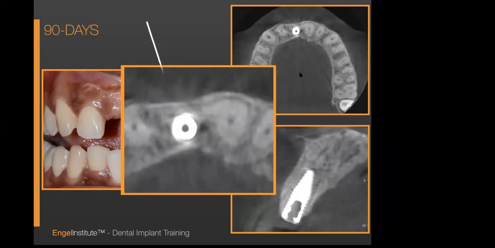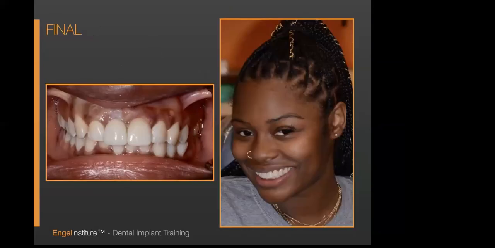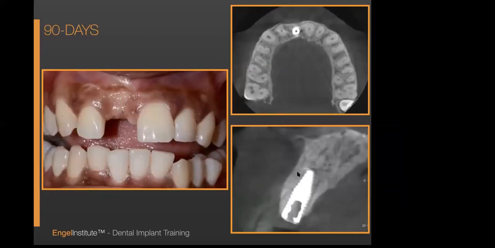And then if you look here, you could see that there's a white line right here. From here to here, this is all new bone. So there's a little faint white line right there and right there. So you can almost see a block of new bone. So we're very happy with this.